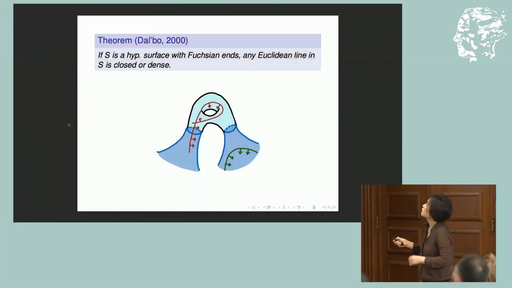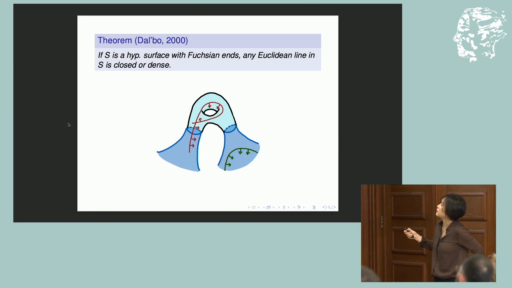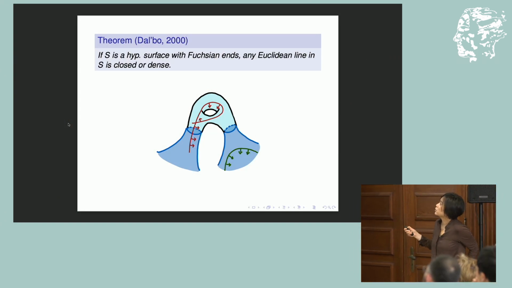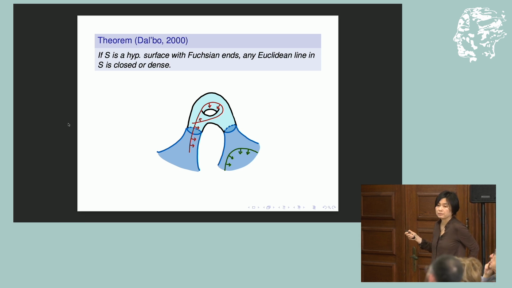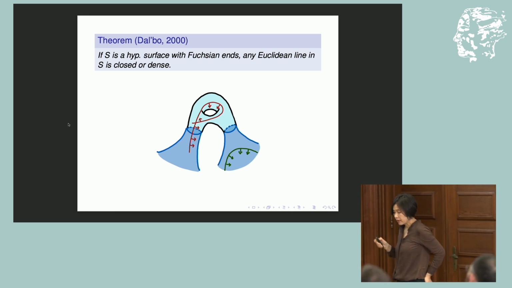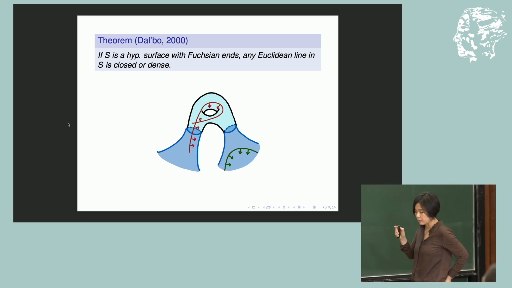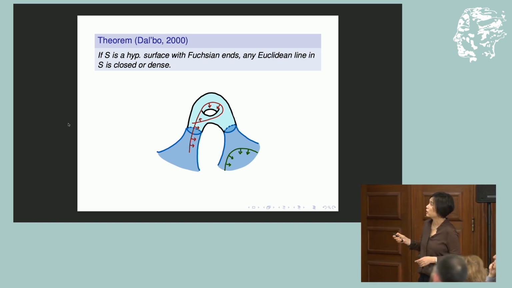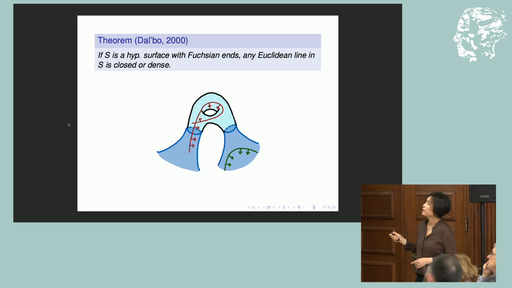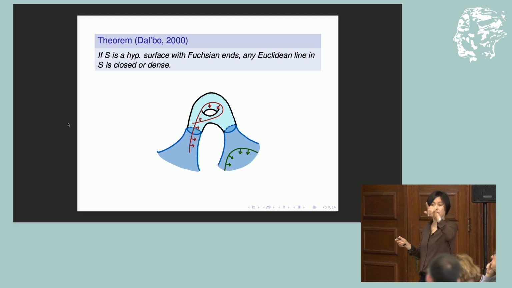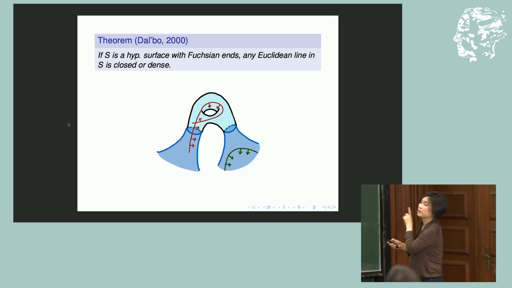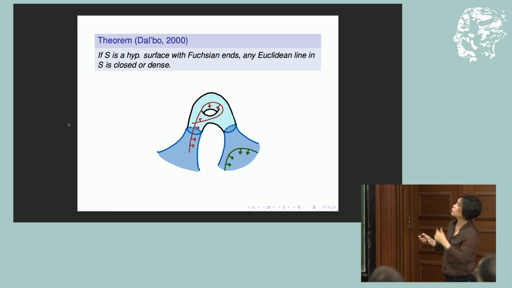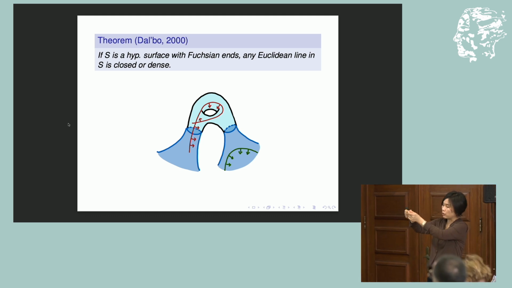For a hyperbolic surface with Fuchsian ends, there is a theorem of Dal'bo, 2000. She proved that any Euclidean line in S is either closed or dense. Remember, Hedlund's theorem says that if you have a closed hyperbolic surface, then every Euclidean line is dense. But now we have another possibility here, closed or dense. Here by closed, I don't mean periodic or compact. I mean just topologically closed. In this case, it will be just an isometric immersion of the real line.